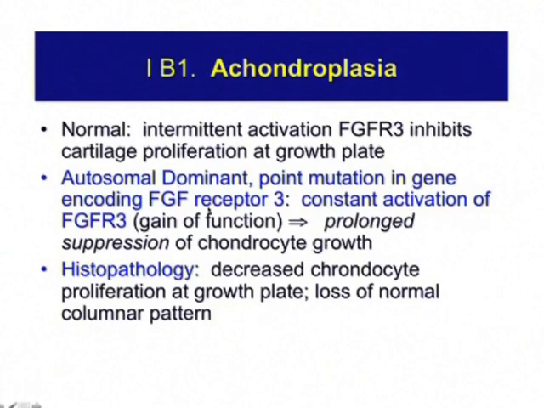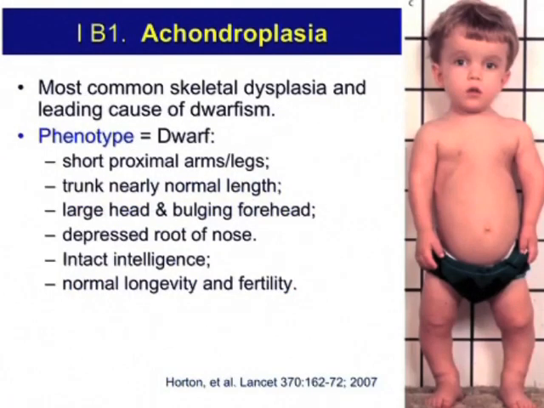So let's talk about normal. Normally, this fibroblast growth factor receptor binds to fibroblast growth factor, and it inhibits proliferation of cartilage at the growth plate. Okay, but in a normal person, that's not going to happen all the time, right? So the problem in this is you have a mutation in the receptor making it active all the time, and therefore the chondrocytes cannot proliferate at the growth plate. So what will happen if your growth plate cannot proliferate? Your bones won't grow, right? And that's essentially what you see here in achondroplasia.